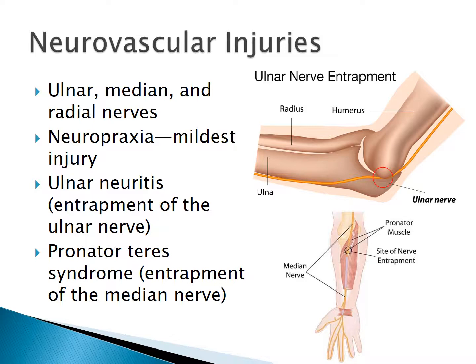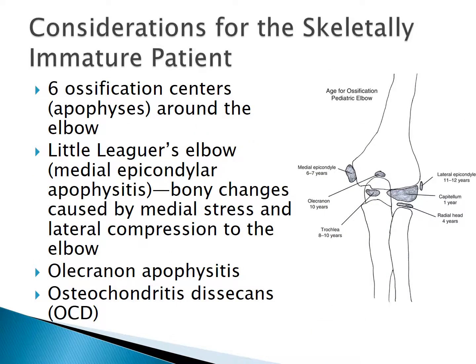sometimes indicated. Special consideration must be given to the skeletally immature patient when discussing injuries and conditions of the elbow. There are 6 ossification centers, or apophyses, around the elbow. These growth areas usually fuse or close in adolescence anywhere between 14 and 16 years of age. However, there is some variation in timing of appearance and closure of these apophyses between males and females.